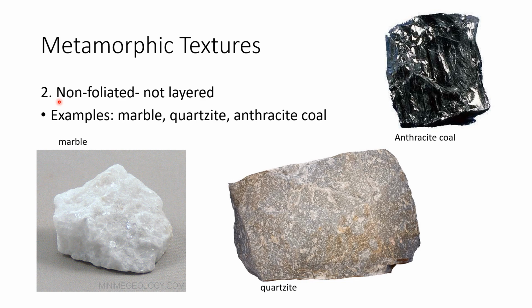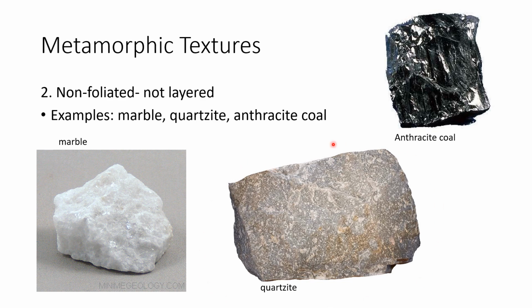The second type of metamorphic texture is called non-foliated, so this just means that they're metamorphic rocks that don't have those layers or bands that are characteristic of metamorphic rocks. So examples of those are marble. Remember, marble forms from contact metamorphism. When magma gets into limestone and melts it, it recrystallizes into marble.